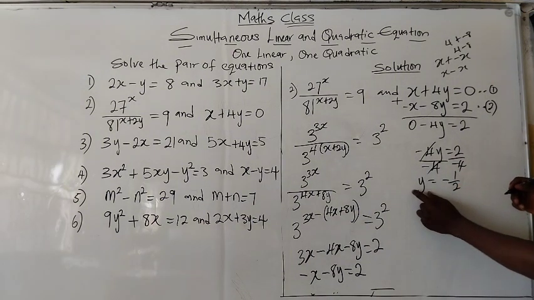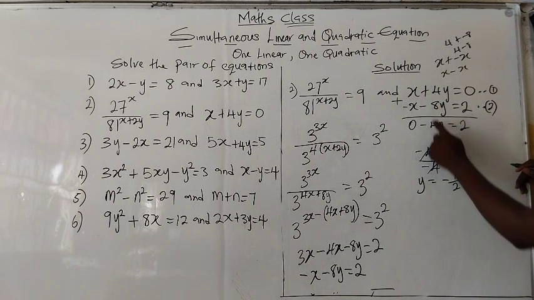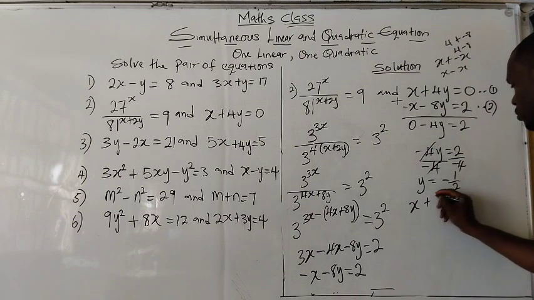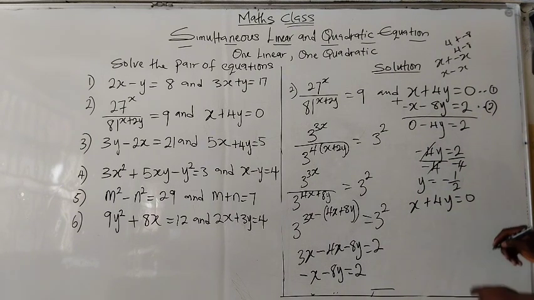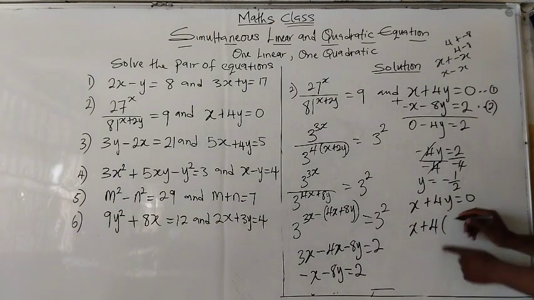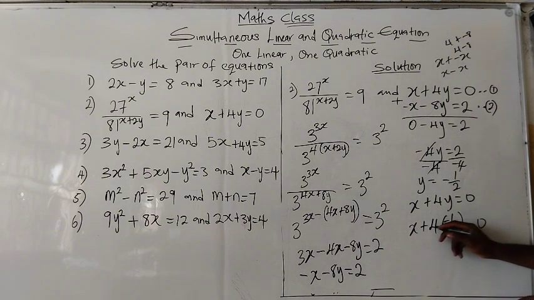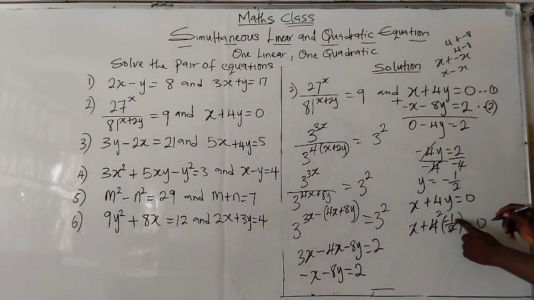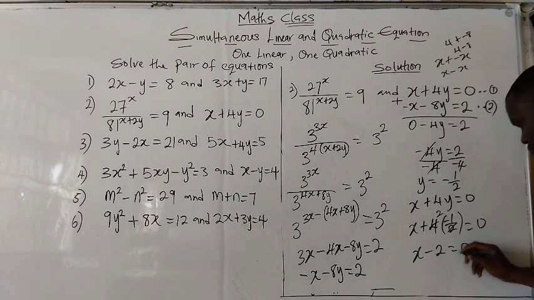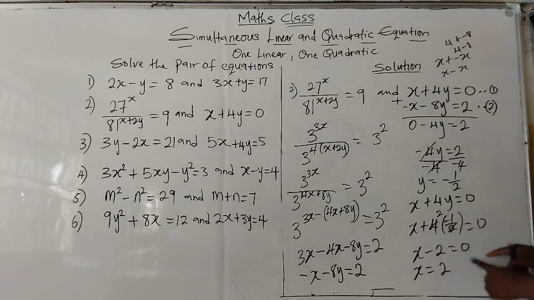And since we have gotten y to be negative 1 over 2, substitute in equation 1 or 2 to get the value of x. Let me go with equation 1, which is x plus 4y equal to 0. Then we substitute. I'll be having x plus 4 into, for y, we'll now write minus 1 over 2 equal to 0. 2 can divide 4 to give me 2. 2 times negative 1 becomes negative 2. So I'll have x minus 2 equal to 0. Therefore, x is going to be what? A positive 2, taking it to the right-hand side.